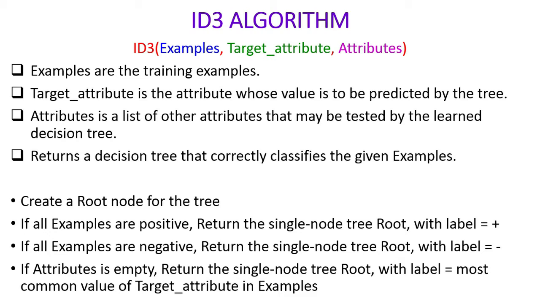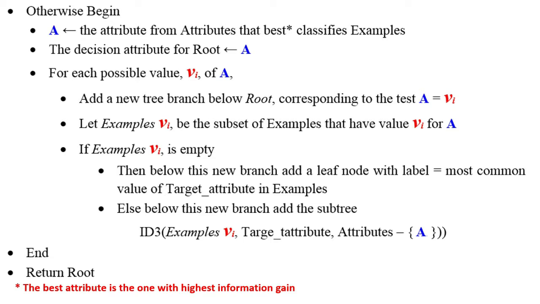The algorithm is like this. Create a root node for the tree. If all the examples are positive, return the single node tree root with the label positive. If all the examples are negative, then return the single node tree root with the label negative. If attributes is empty, return the single node tree root with label equal to most common value of target attribute in examples. Otherwise, begin.